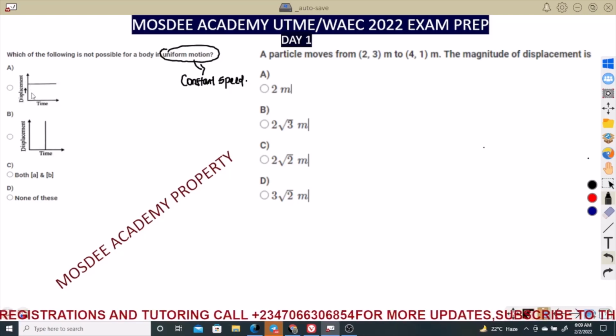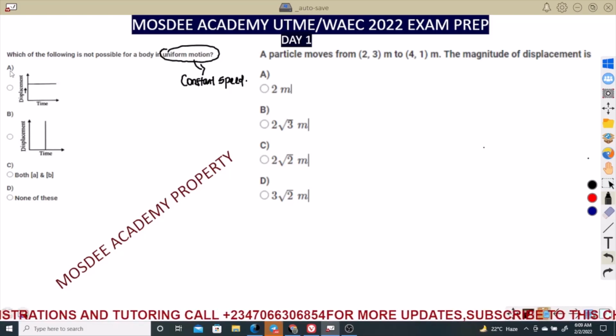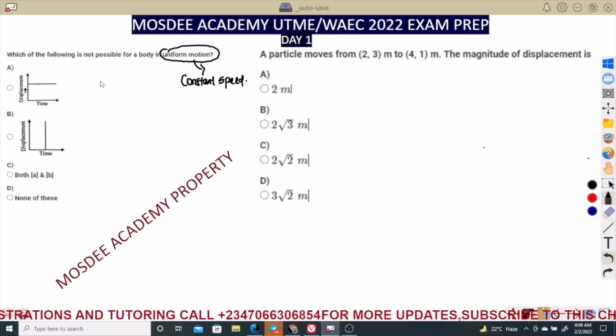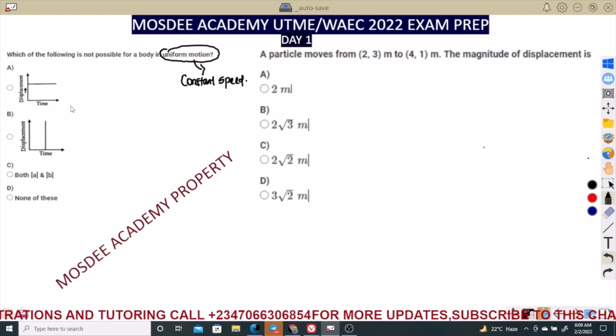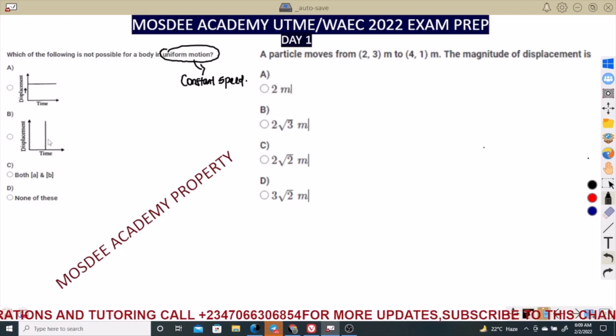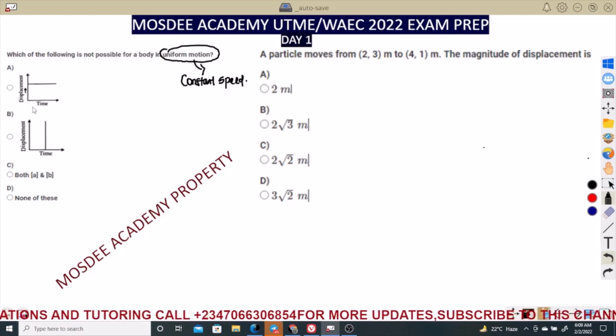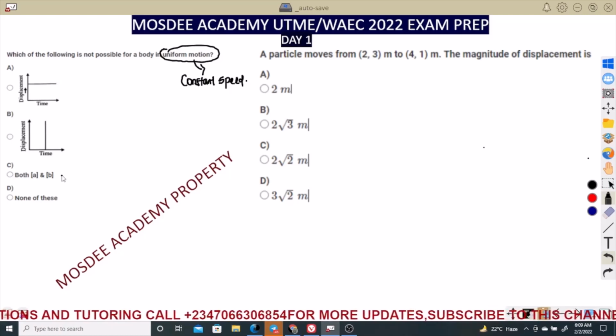Displacement here is said to be constant. But here we say the displacement is zero, because it's only at a particular time that you have a kind of straight line there. So what I'm saying in essence is that both A and B cannot be written as a uniform motion, because time is changing, and because of that, only displacement is constant here, time is constant here. So both A and B is correct for this question, and you can pick option C.